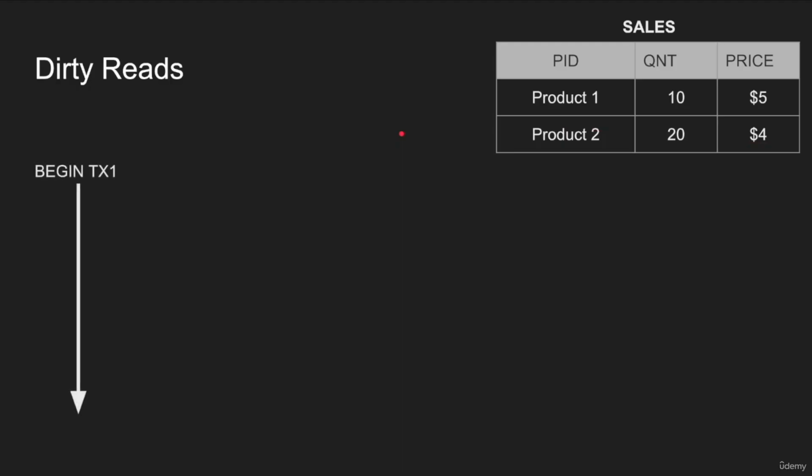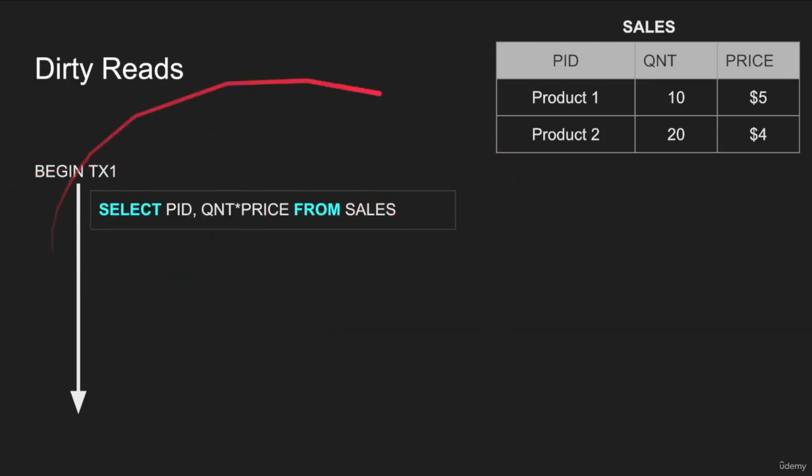You begin a transaction as usual, and you start this query. You select the product ID, and then the second column is actually an expression. You multiply the quantity times the price because you want to see the total, right? From sales. That's generally a bad query, not because we're doing an expression, but because we don't have a where clause. But we're explaining things here.